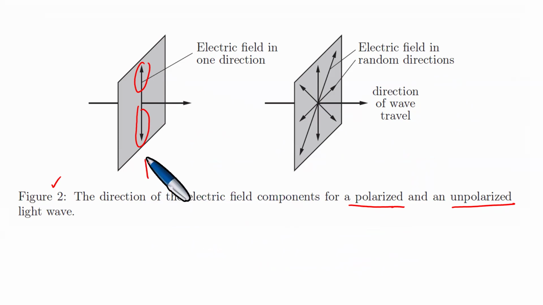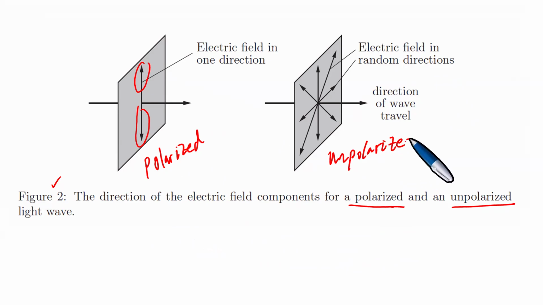So if we look at this one, it is polarized, and this one is unpolarized light wave. This one is polarized, and this one is unpolarized. So the electric field is in random directions here, in the direction of wave travel.